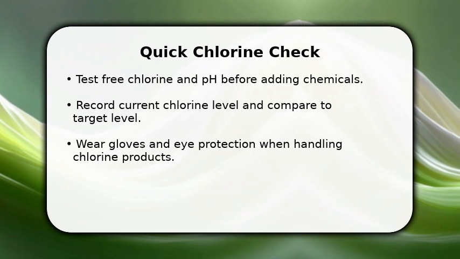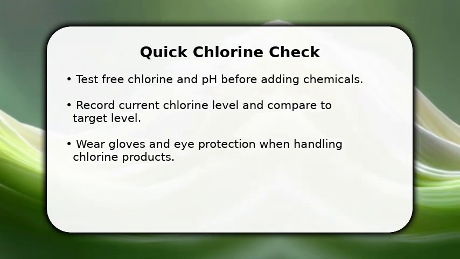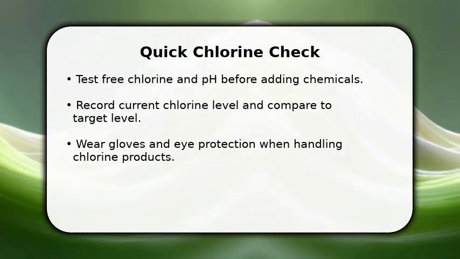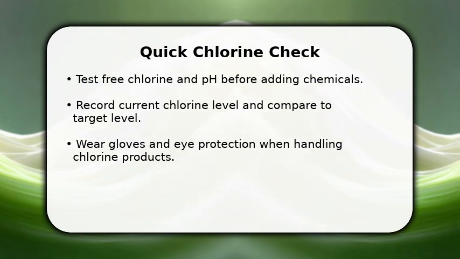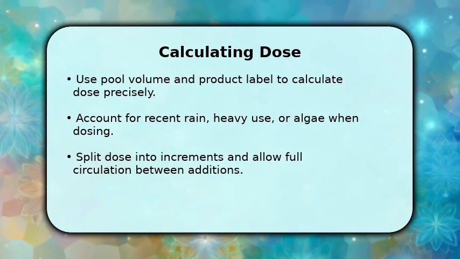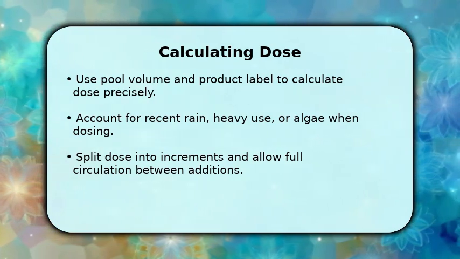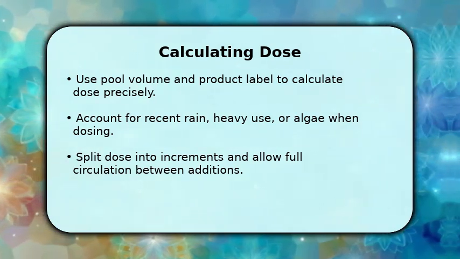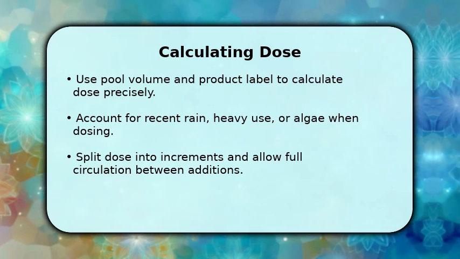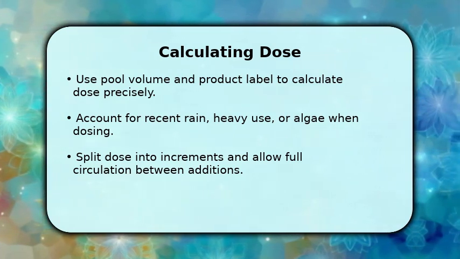Adjust slowly until you reach the recommended free chlorine for safe swimming, and always follow product instructions. Measure your pool volume accurately and consult the chlorine product label to calculate the required dose. Convert the label guidance to your pool size and plan incremental additions rather than one large dose.